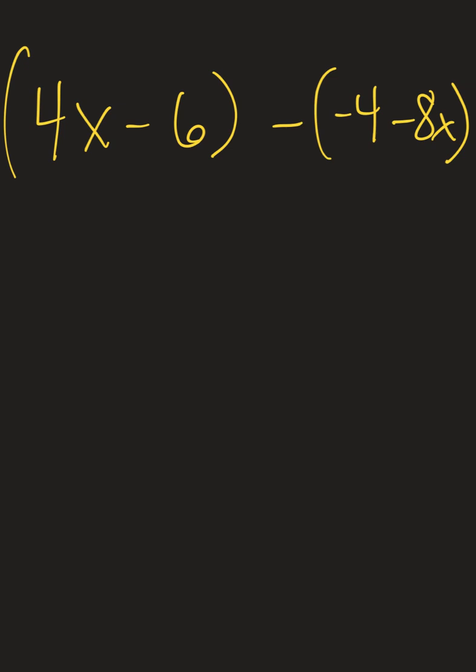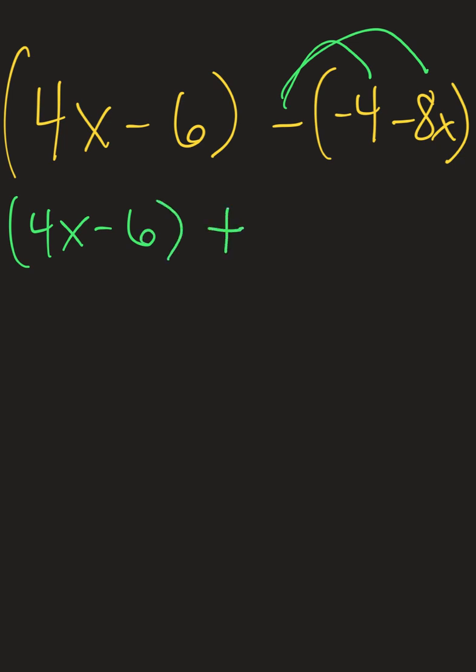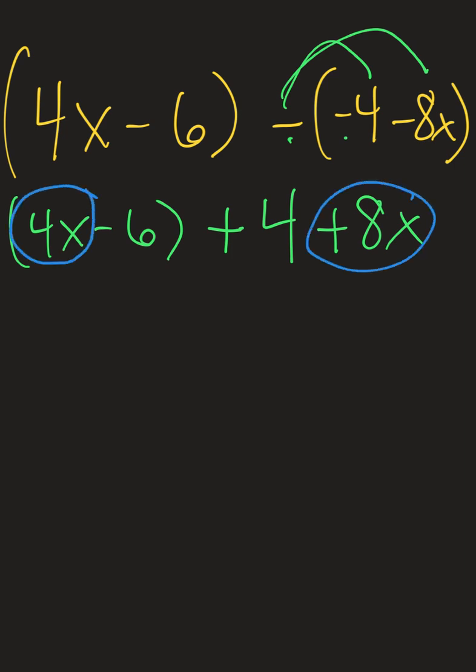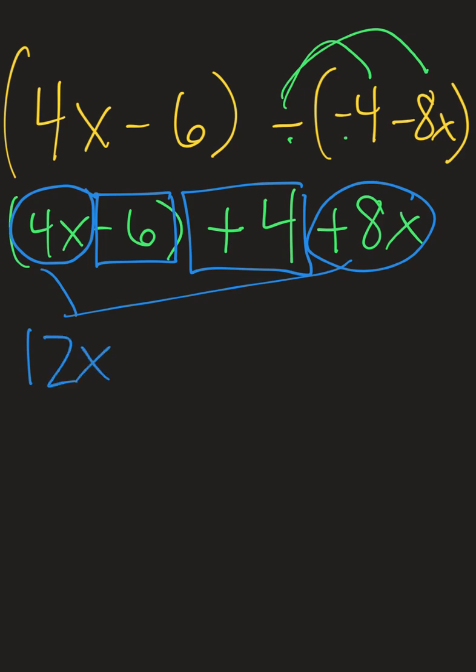Alright, so for this one you'll notice I'm subtracting. That means I have a minus sign in front of my second set of parentheses, so I need to distribute first. So I have 4x minus 6 plus, because minus times a minus is +4, and I have minus times a negative again, so +8x. And now I'm going to identify my like terms by circling my variable terms with the sign in front of them and boxing in my constant terms. So I have 4x and 8x, which gives me 12x. -6 and +4 gives me -2.